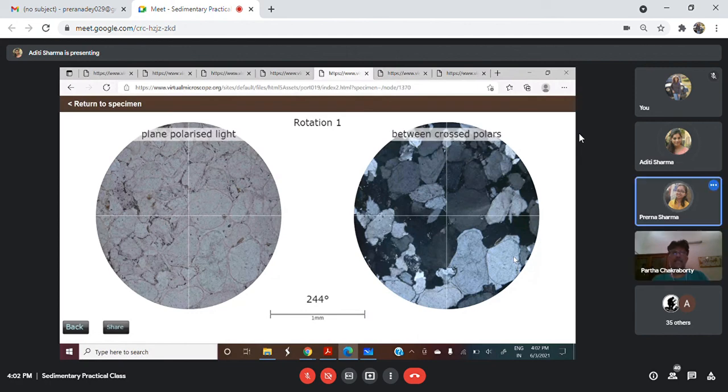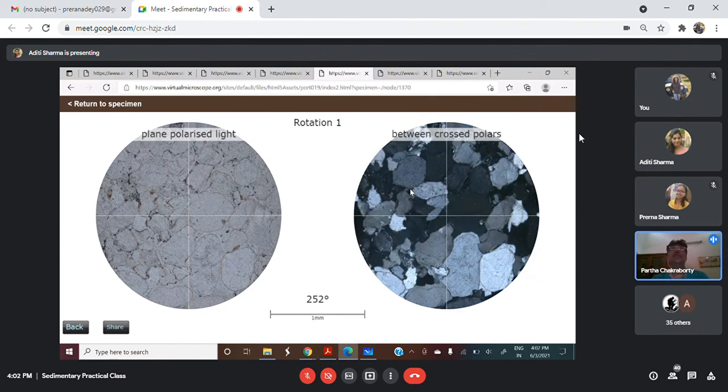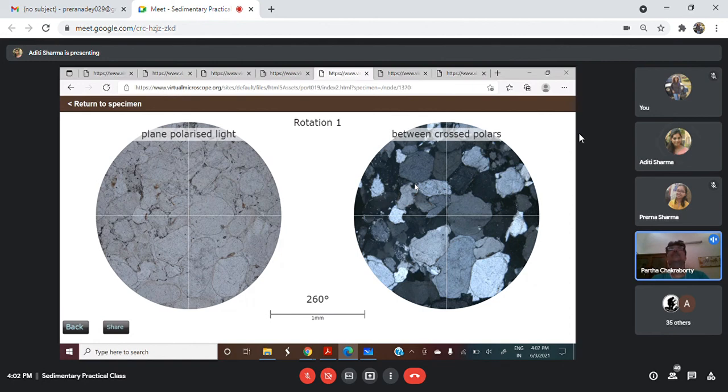Okay, sir. So Aditi, will you be uploading 2 pictures in the Google classroom? Sir, now or later? Anytime by evening you should upload. Yes, sir. One in the plane polarized light, another in the cross polarized light. You upload that, and they will write the description. Okay, sir.